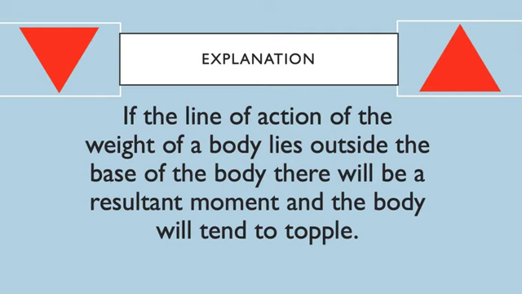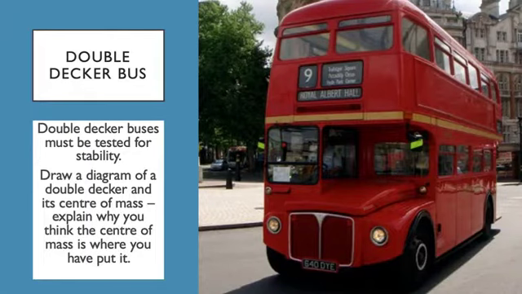And the reason for both of those things working is that if the line of action of the weight of the body lies outside the base of the body, there will be a resultant moment and the body will tend to topple. Okay, let's look at an example then of a double-decker bus.